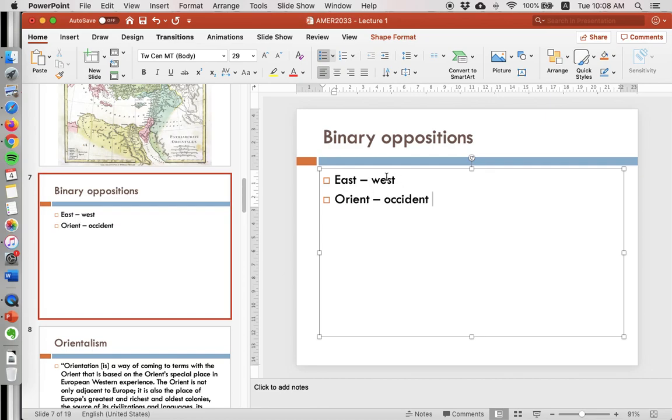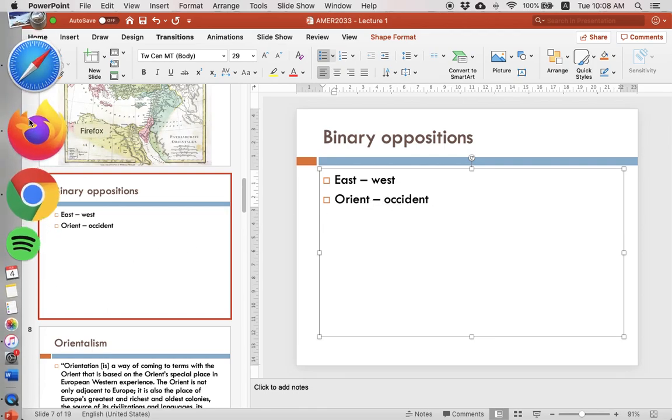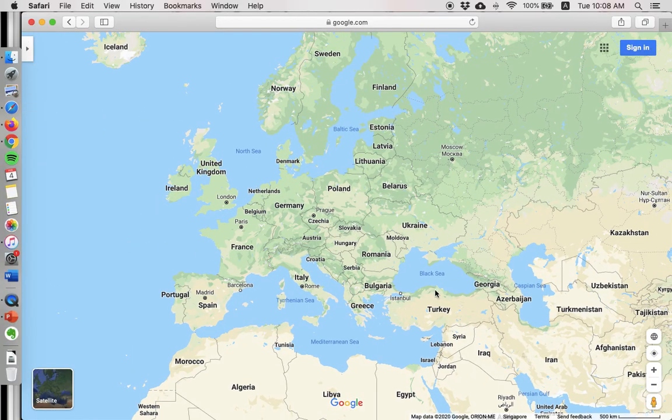Okay, so these binary oppositions, what's funny about them is that you can't really know what is west unless you have something that's east of it, right? You can't really know what's east unless you know something's west, right? In the same way, the orient is defined by its opposition to the occident. So let's go back to our map. Okay, so how is it that people in the West can know that they're West? Well, they have to define what is East.